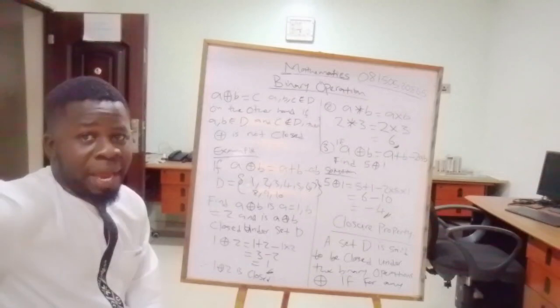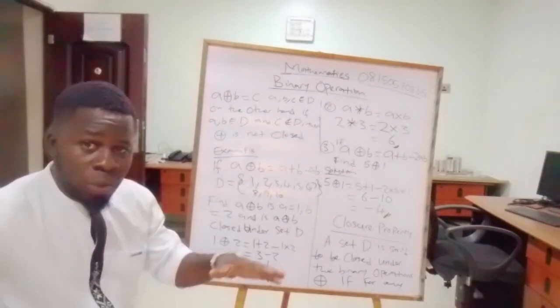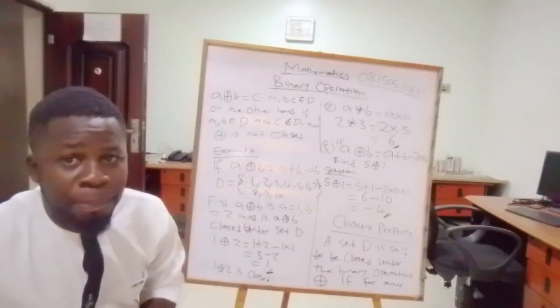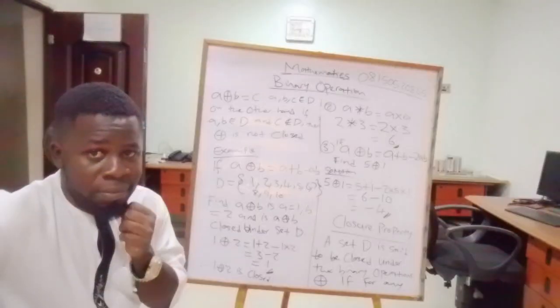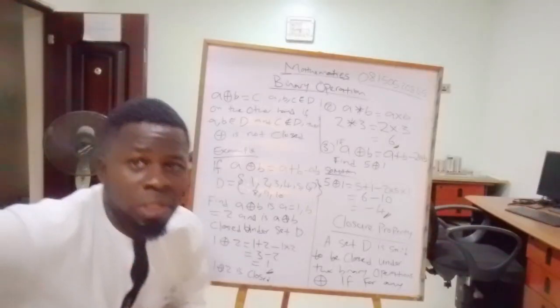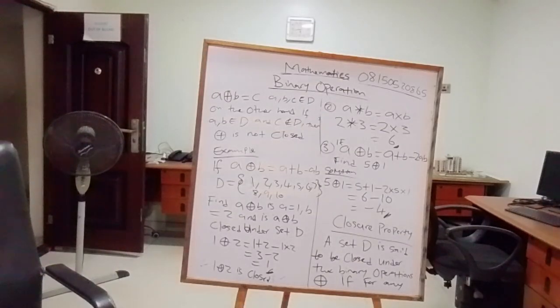But in a case whereby you are not getting an answer that is part of D, then you say it is not closed. I don't know if you are getting the point. Then you tell them that it is not closed. That's what you will do. I will give you time to check that before I go to another example.